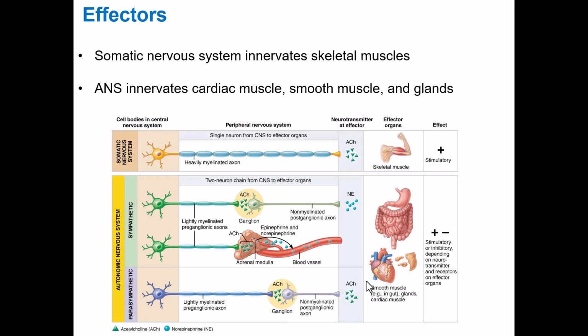So let's look at this in a little more detail. This image is showing you some of those differences between the somatic nervous system up top here and the autonomic nervous system down here. So the first difference is which effectors these two different systems are talking to. The somatic nervous system is talking only to skeletal muscles, so voluntary muscles, whereas the autonomic nervous system is talking to involuntary effectors. So smooth muscle lining different organs, cardiac muscle, and glands that are secreting things.